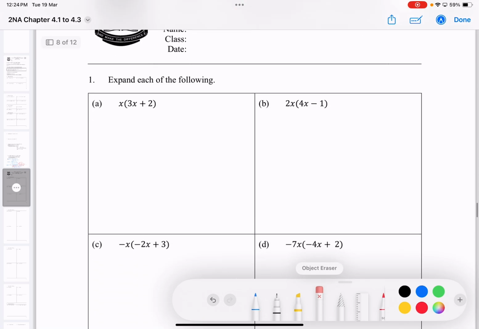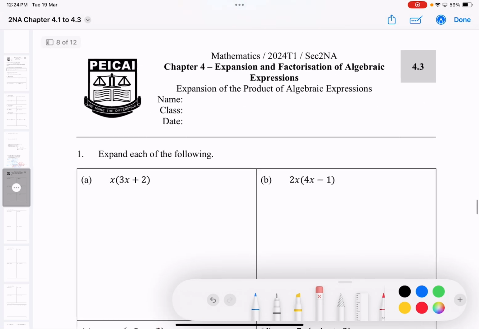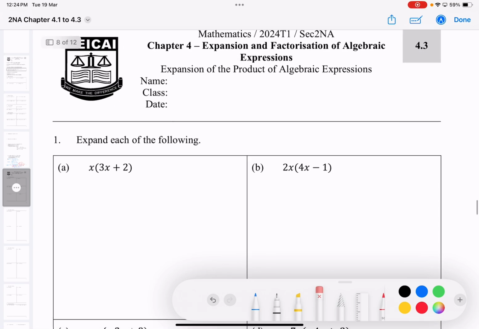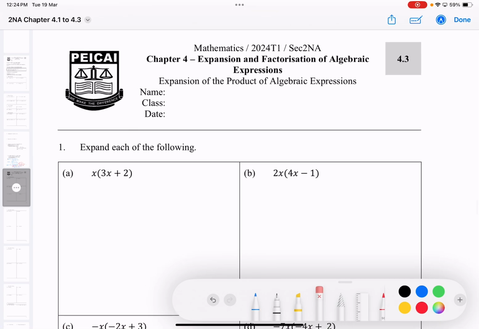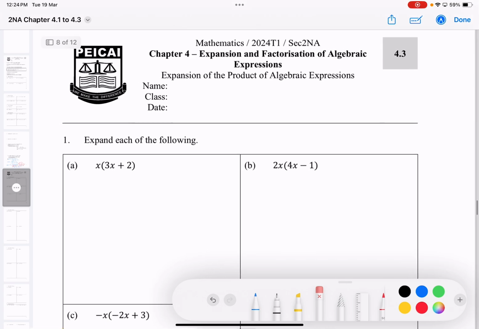Okay, let's move on to the next page. The next one is on factorization, expansion. The next chapter is on expansion. It is really the same thing. Let us try to do it together.